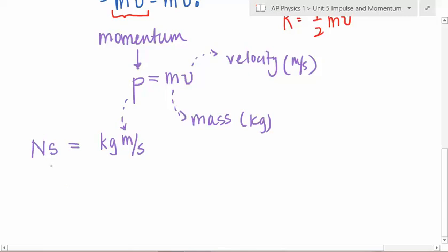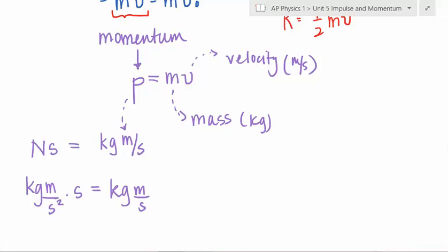We can show that because a Newton is force, and force is mass times acceleration. So that would be kilogram meter per second squared, times seconds. Did I make a good little proof there? My seconds divided by seconds squared give me just 1 over seconds. So that's why, yay, my units check out. Impulse and momentum have equivalent units. Therefore, they are equivalent.